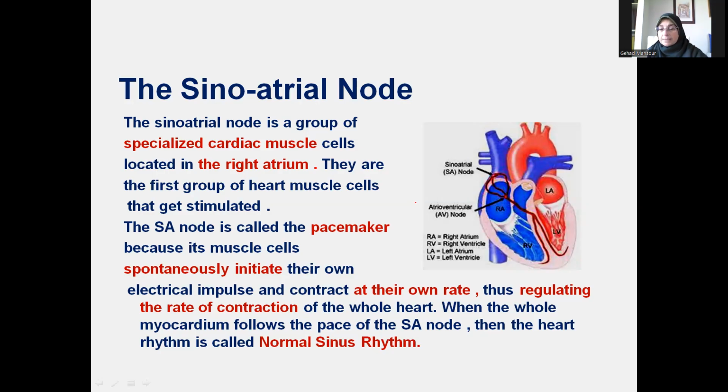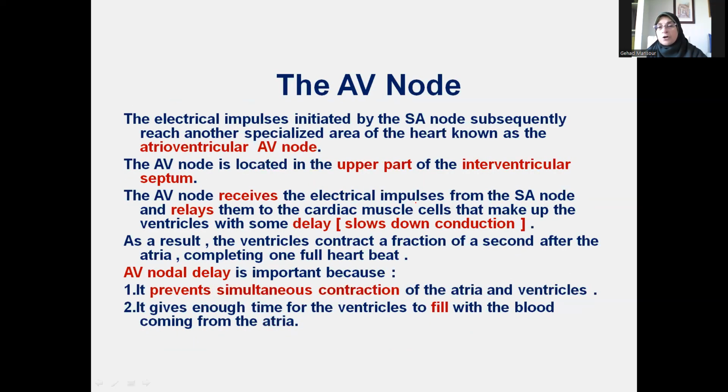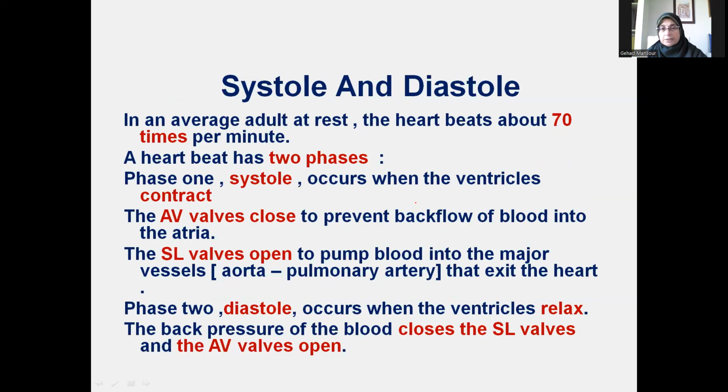Sometimes when the SA node is not functioning, then the AV node is the pacemaker, and the rhythm that arises from the atrioventricular node is called the AV nodal rhythm, and we will be seeing this when discussing the ECG, of course.